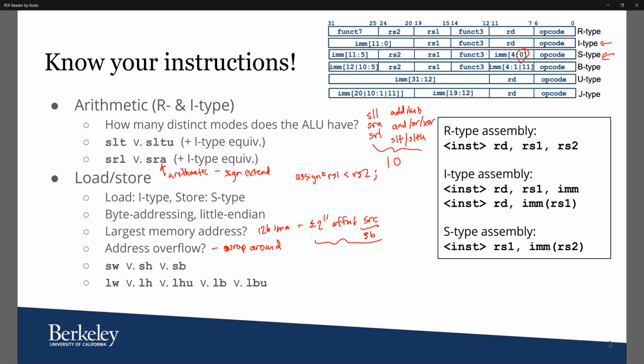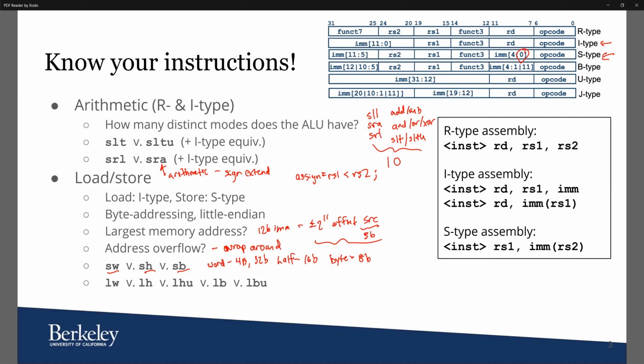Okay. When it comes to store, what's the difference between W, H, and B? SW is store word, SH is store half word, and SB is store byte. All right, so what's the difference? So word is how many bits? It's 4 bytes, so 32 bits. Okay, 4 bytes, 32 bits. Half is 2 bytes, and byte is 1. Right, okay. Byte equals 8 bits.